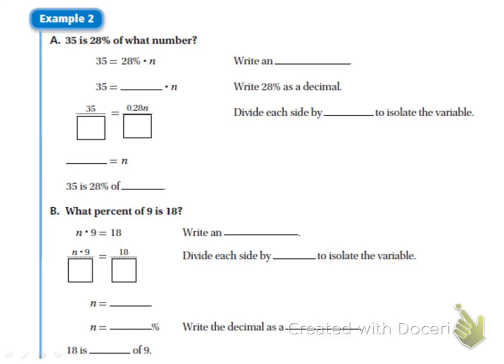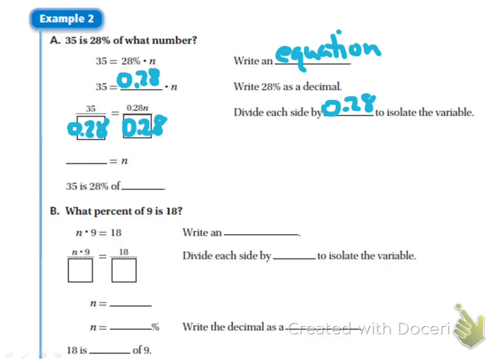We have 35 is 28% of what number? So we're going to change our percent to a decimal to solve our equation. So 28% as a decimal is 0.28. So then when we divide by 0.28, we find that the variable N equals 125. So 35 is 28% of 125.